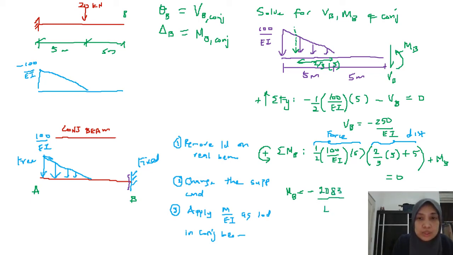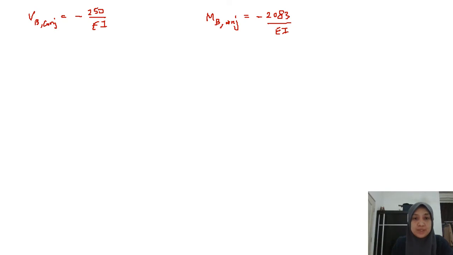2083 over EI. Okay, this is what I get. These are the values that I obtained from the previous calculation. So the shear at point B in my conjugate beam is negative 250 over EI, and this would actually be my rotation at B for my real beam. And the moment of my conjugate beam is equal to my deflection at point B of my real beam.